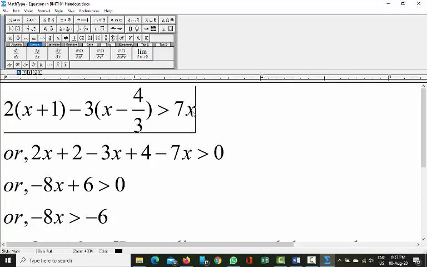And if you bring this one to the left hand side, here it is plus, so we will get minus 7x there, right? So if you simplify, what will we get? 2x, here we have minus 3x, and here we have minus 7x. So total minus 10x. So 2x minus 10x, we will get minus 8x. And then 2 plus 4, we will get 6. Right.